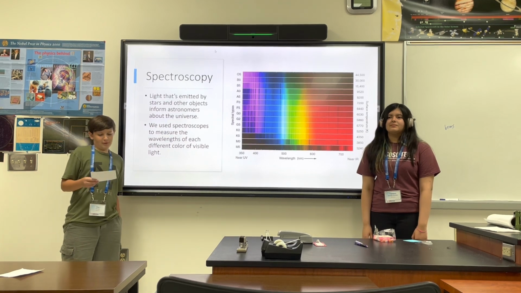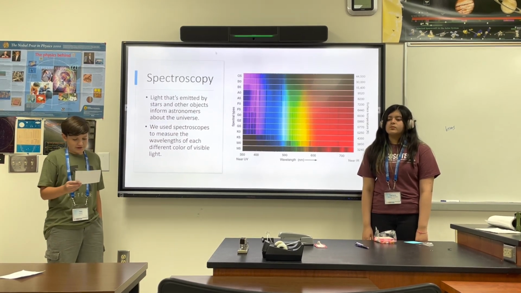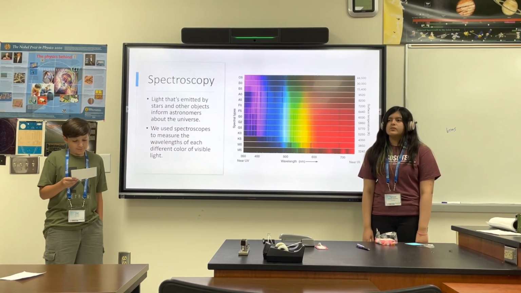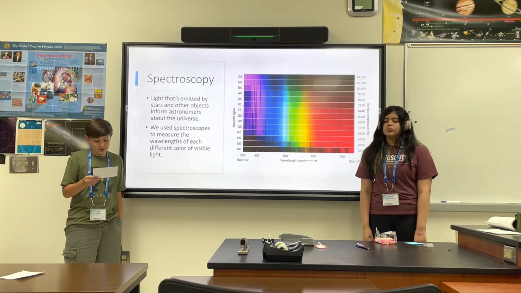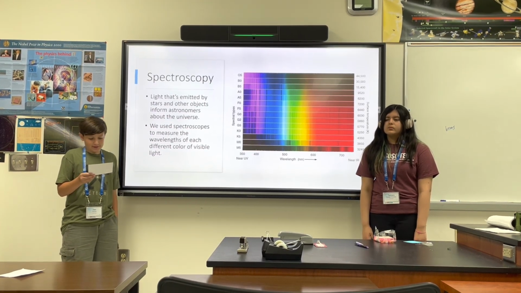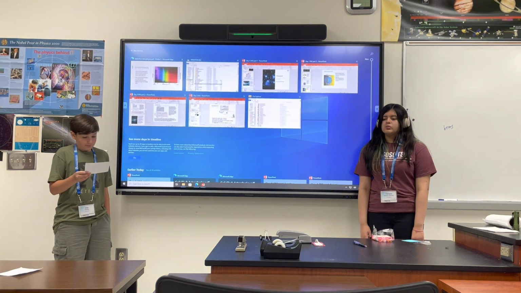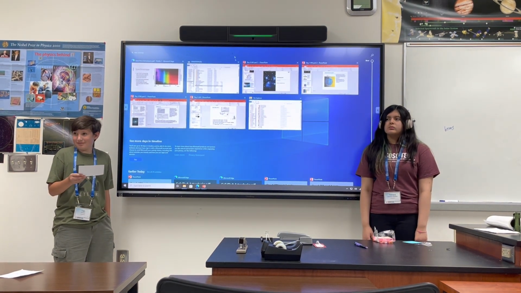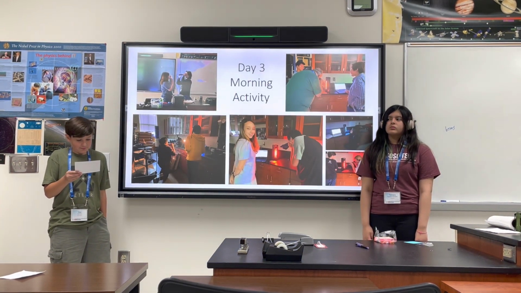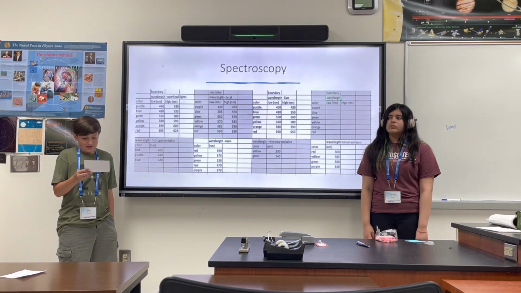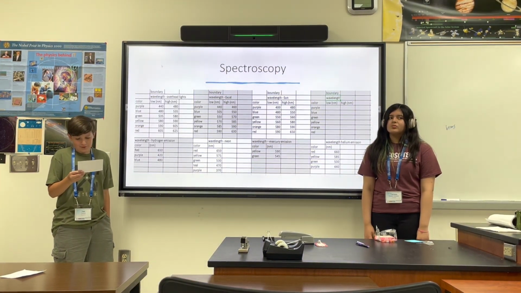We talked about the graphs. We graphed both continuous and line spectra. For a continuous spectrum, we graphed each color we saw and the area it covered in nanometers. For line spectra, we graphed where each line color was and how far apart they were.